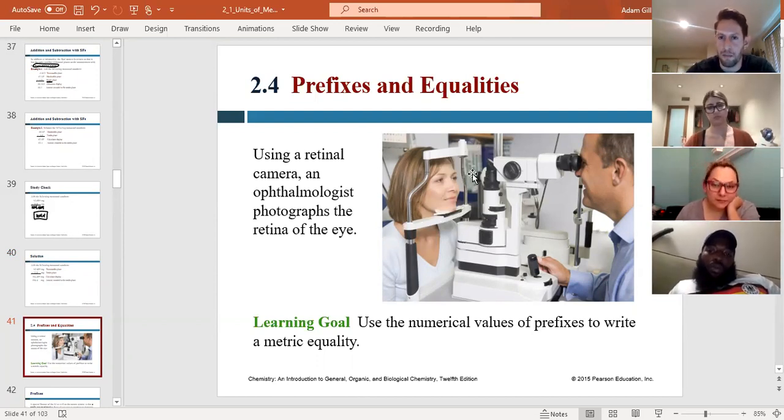Whenever measurements are given, it's important to include those prefixes so people know what you're talking about. The book example is an ophthalmologist measuring the diameter of your retina, and that's usually given in centimeters because that's the relevant scale.